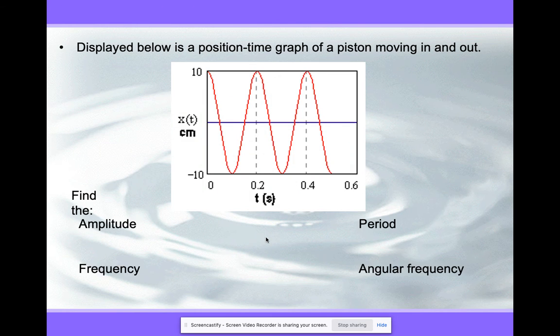All right, so take a second, find the amplitude, the period, the frequency, and the angular frequency here. Now notice it's in centimeters, so just make sure that you understand that sometimes we refer to these in meters, but we're talking about centimeters here. So what is its amplitude, period, frequency, angular frequency? Come on back and we'll talk about it.